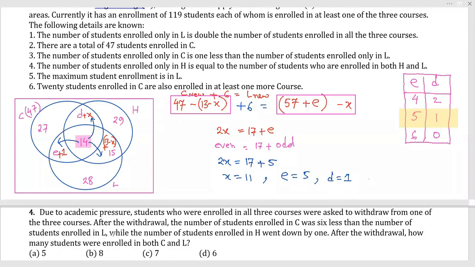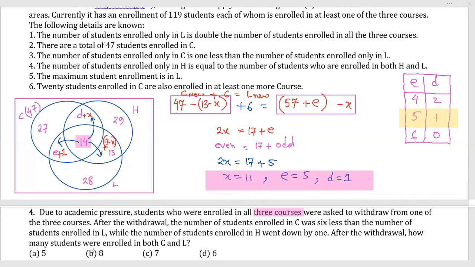Now we can see one interesting fact: the next question has exactly the same data as question number 3. It says that due to academic pressure, students who were enrolled in all three courses were asked to withdraw from one of the three courses. After the withdrawal, the number of students enrolled in C was 6 less than the number of students enrolled in L, while the number of students enrolled in H went down by 1. That is the given condition.